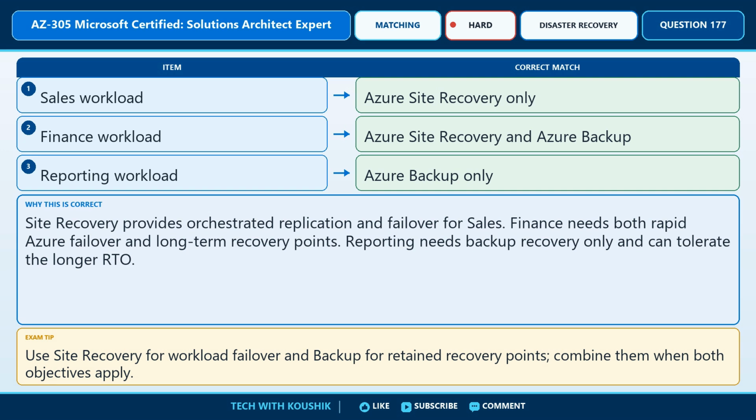The requirement is satisfied because Site Recovery provides orchestrated replication and failover for sales. Finance needs both rapid Azure failover and long-term recovery points. Reporting needs backup recovery only and can tolerate the longer RTO. The key takeaway is use Site Recovery for workload failover and backup for retained recovery points. Combine them when both objectives apply.